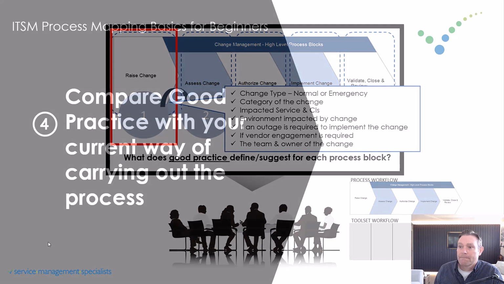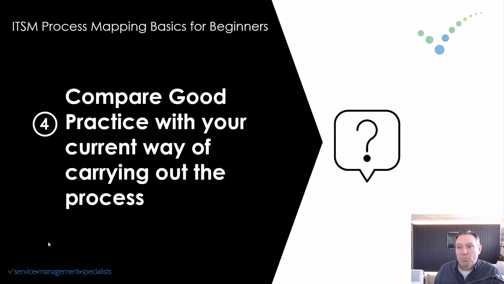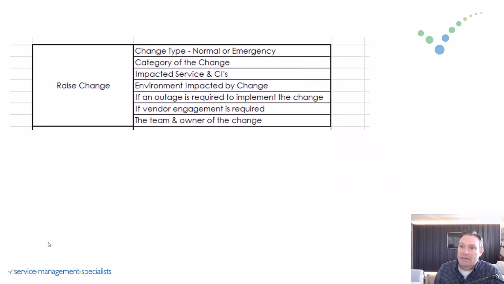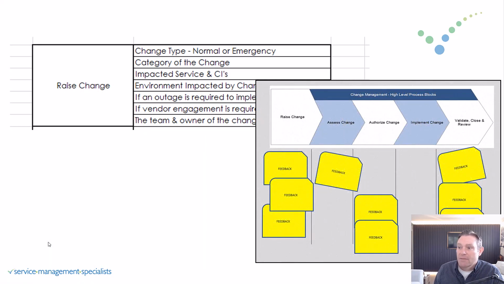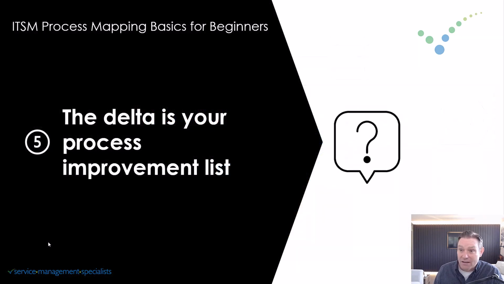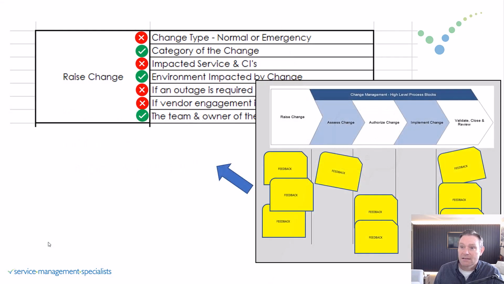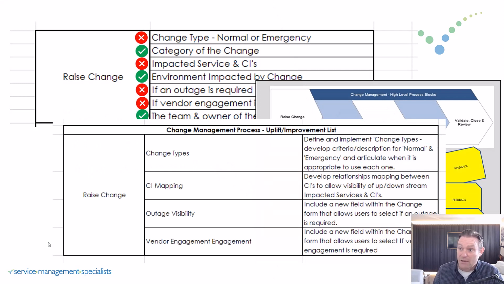Number 4, compare good practice with the current way you're carrying out the process. So again, let's have a look at raising a change, and let's have a look at the feedback you've received as part of that initial current state workshop. Now, where there are gaps, the delta is your process improvement list. So here we go, you're actually starting to list out where you may or may not have capability, and that becomes your uplift and your improvement list.